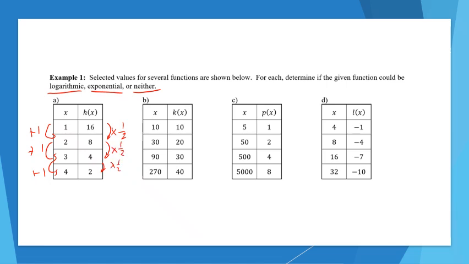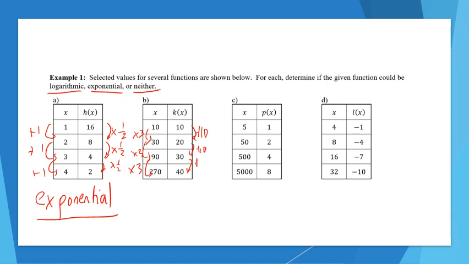Doesn't matter, though, if it's 1/2 or 2 or whatever number. As long as it's a multiplication rule, this is going to be an example of an exponential function. Now let's take a look here. From 10 to 30, you multiply it by 3. From 30 to 90, times 3, 90 to 270, times 3. So it's a multiplication rule in our x's while our y values are equally spaced.